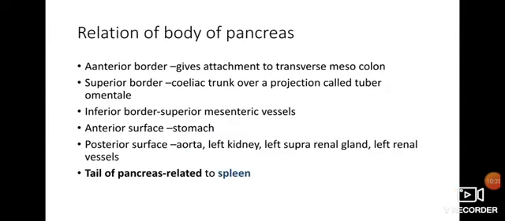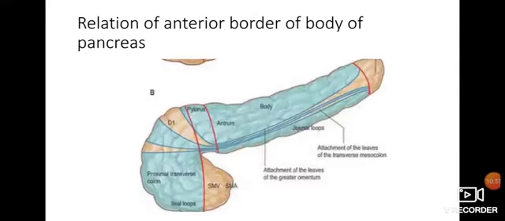Then, regarding the relations of the body of the pancreas, each of these features has relations. The anterior border gives attachment for the transverse mesocolon. What is the transverse mesocolon? That is nothing but the peritoneal covering of the transverse colon. We know the transverse colon is fully covered by peritoneum and it stretches under the surface of the stomach and gets attached along the anterior border of the pancreas. In this picture, you can see this anterior border with the attachment of the transverse mesocolon.